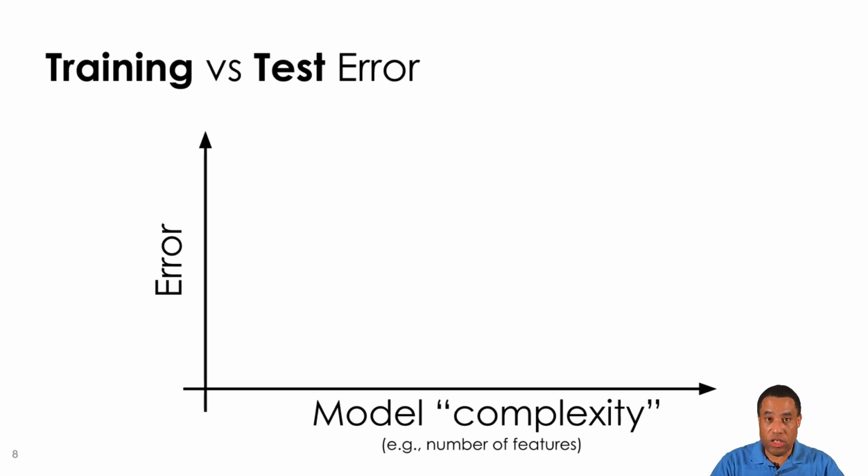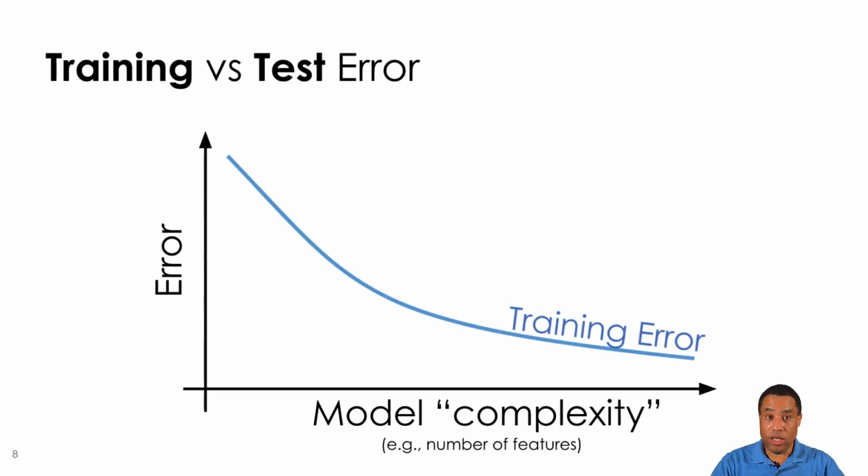So error is just a placeholder for loss. We use them interchangeably. And complexity, I put in quotes because it could be a variety of different things. It could be, for example, the number of features. So if we look at training, we're always trying to drive down our loss, our error, and that might cause us to create a model that is more complex, has more features.